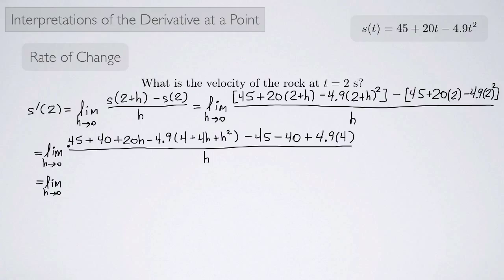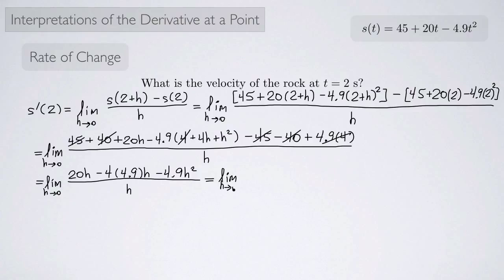Okay, so this is the limit as h approaches 0 of this thing. And let's see, a bunch of stuff cancels. I have a 45 and another 45. I have a 40 and I have a 40. And I have a negative 4.9 times 4 and a positive 4.9 times 4. So that is going to go away. So what's left? I have a 20h. I have a minus 4 times 4.9 times h. So that's going to be 4 times 4.9 times h. And a minus 4.9 h squared. And all of this is over h, and now I think I can get rid of the h because I have an h in every term, so I can cancel it out.